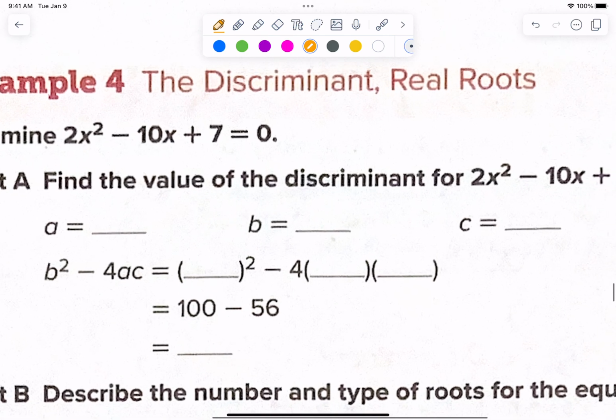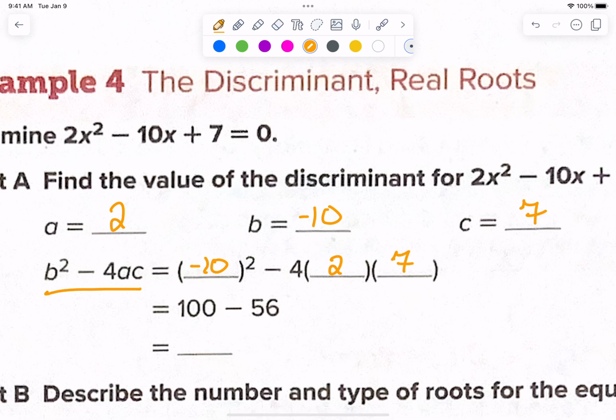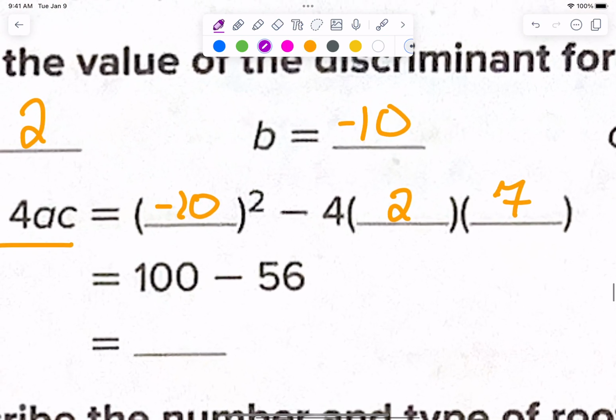What is A in this case? 2. B is negative 10. C is 7. Okay, b squared minus 4ac. That's all we're calculating. B is negative 10 squared. Minus 4 times A is 2 times C is 7. Okay? Negative 10 squared. Just FYI, whenever you are squaring a negative, it turns positive. If you don't put parentheses in your calculator, it will tell you it's a negative number and you will get it wrong. So, if you have b squared, just ignore that negative altogether.